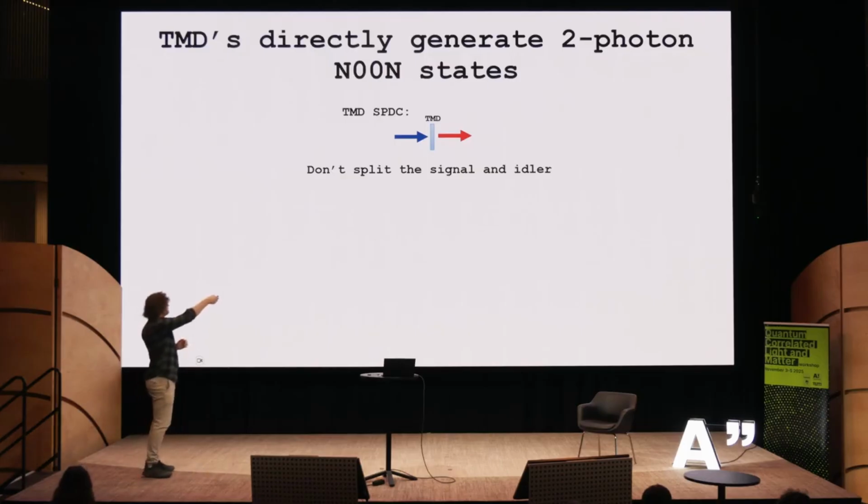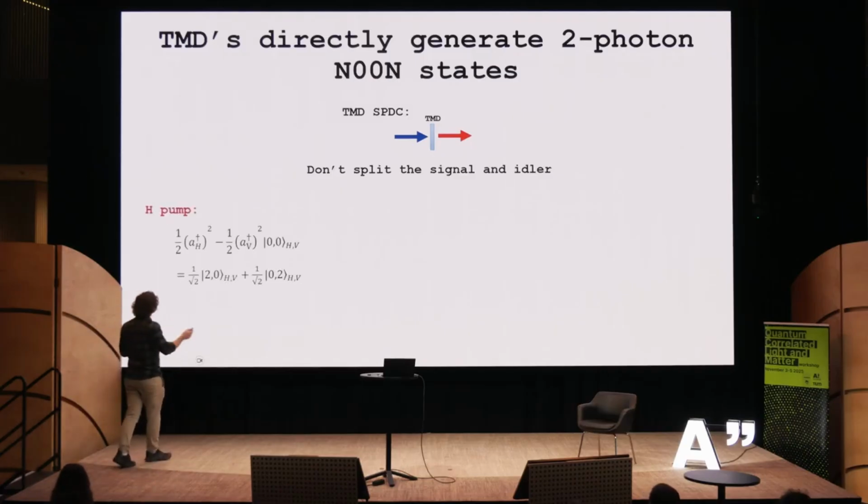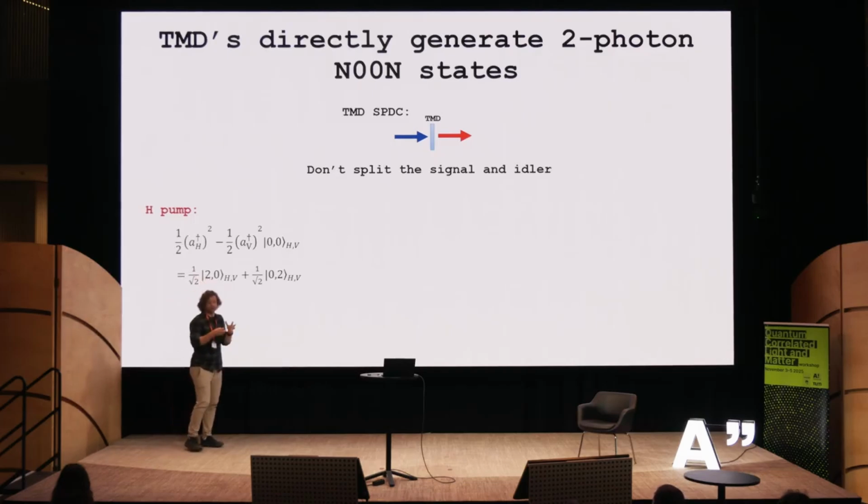So if we just pump our TMD and look at the light coming out without separating the two modes, so in a single spatial mode, you can go through the math, and it turns out when you pump along H, now instead of generating the HH plus VV state, I can generate the 2,0 plus 0,2 state. So within this mode, it's essentially rewriting that state, but in the Fock basis.